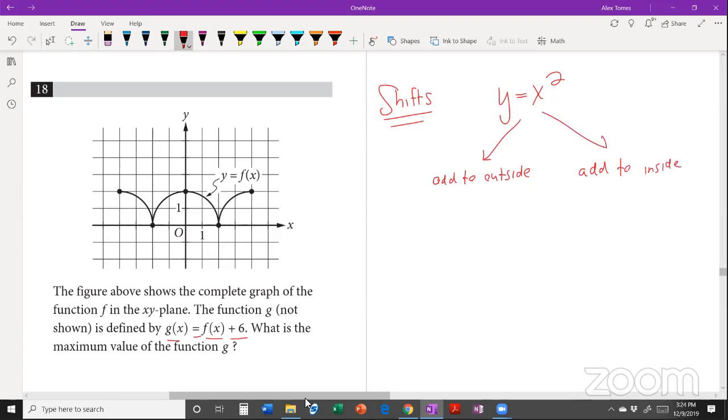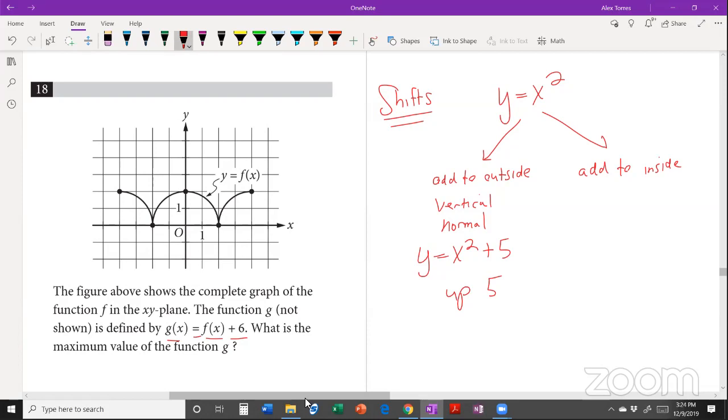So I might also add to the inside. But before we do any of that, we need to know that adding to the outside is a vertical shift and it's normal. So vertically, in terms of the y-axis, positive is up and negative is down. And so if I add, it would go up, and if I subtract, it would go down. So if I did y equals x squared plus 5, we're adding to the outside of it. That means it's a vertical shift and it's normal. So this would just be up 5, because in terms of the y-axis, plus is up and negative is down.